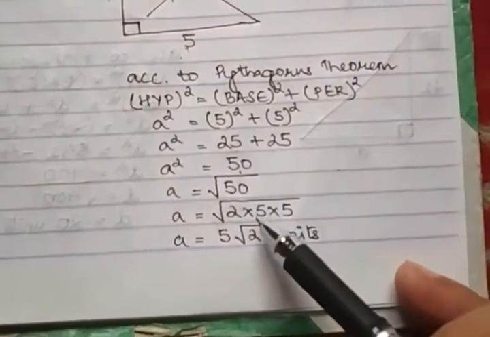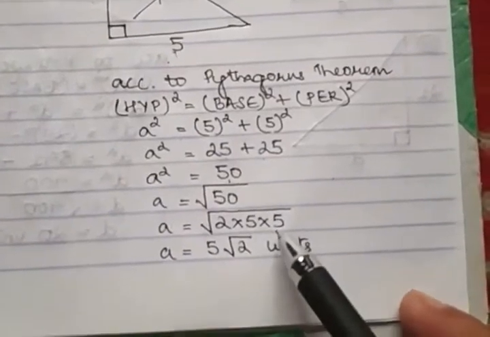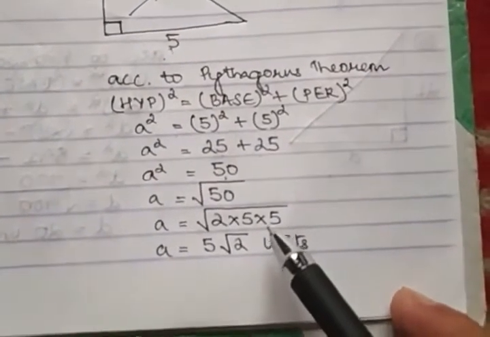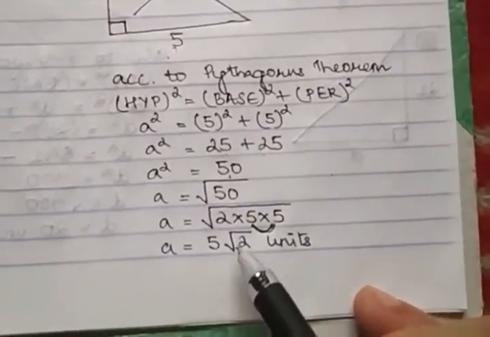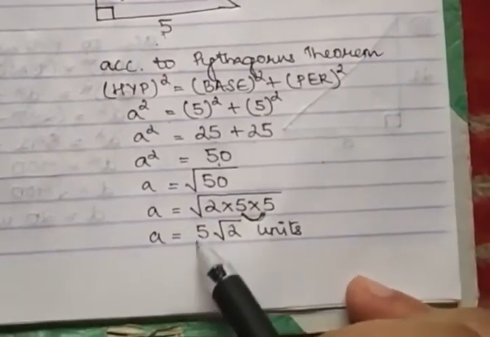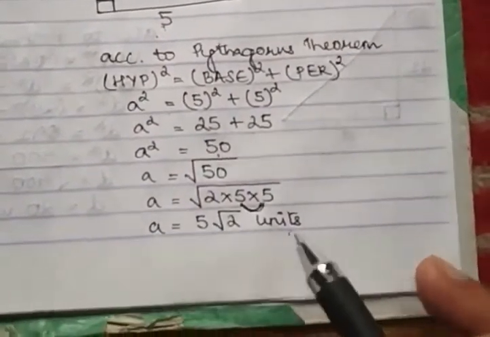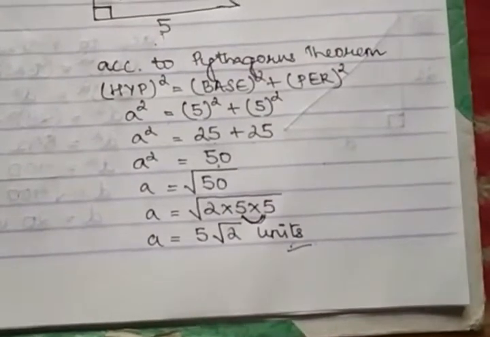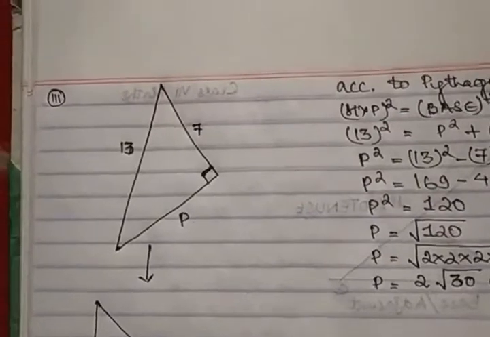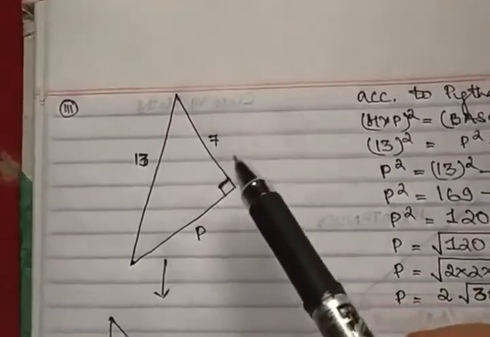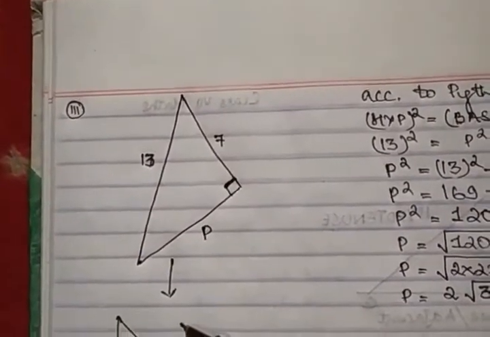Now I've taken the prime factors of 50: 2 into 5 into 5. We have done this in the topic squares and square roots as well. From two similar roots, 5 and 5, one of the roots comes out because it's a square root, so 5 comes out. Root 2 doesn't have any pair, so 5 root 2 is your answer. 5 root 2 units. Root 2 remains inside the root. Okay, so now moving on to the next one. Again, your figure is given, and again the triangle is tilted, isn't it?